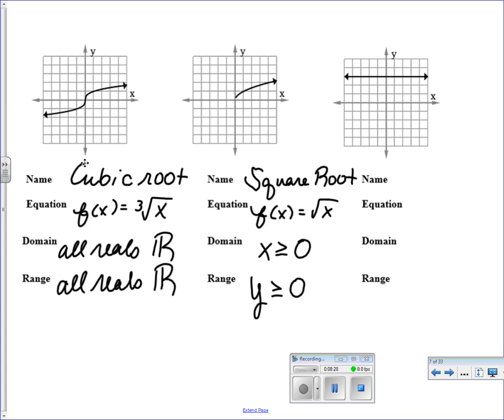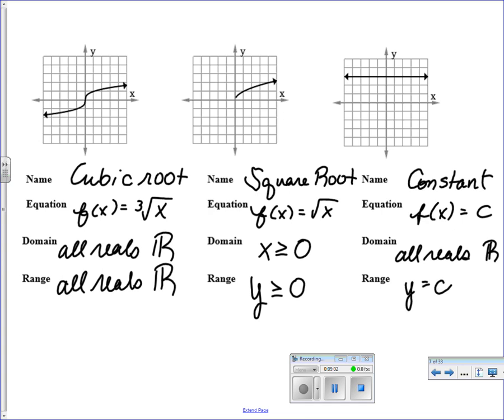The next one is my constant. This is an example of what a constant equation would look like. It's just f of x is equal to a number. We represent that with c. So c just represents a number. We can pick anything for the domain, so that's all reals. But the range is kind of weird. If I put in any number I want for x, how does my y change? It doesn't. So my range would just be whatever the constant is. That's kind of weird, but that's the output it's going to produce.